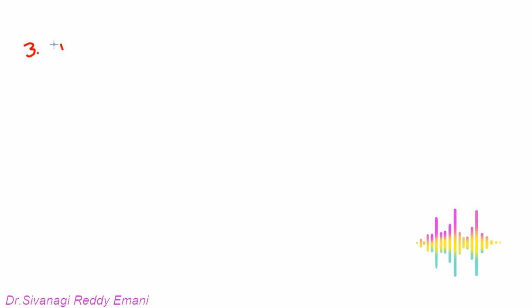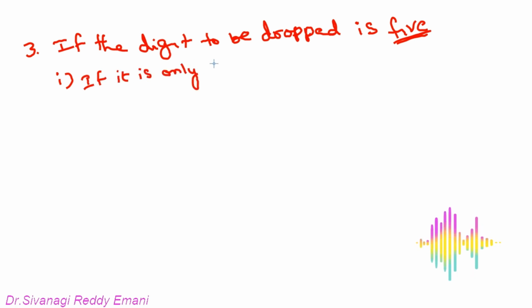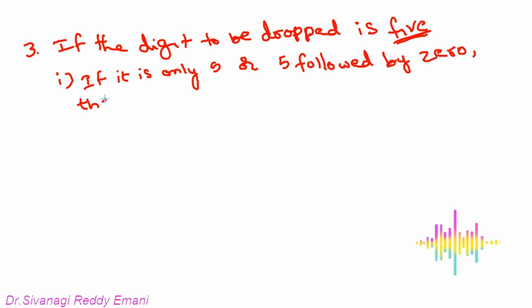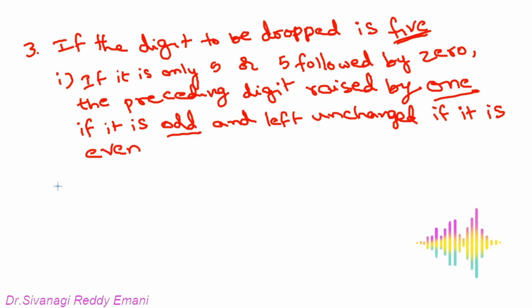Now we will go for the third rule. The third rule is if the digit to be dropped is 5. Then two cases are there. The first is when it is only 5, or 5 followed by 0. Then the preceding digit is raised by 1 if it is odd and left unchanged if it is even.